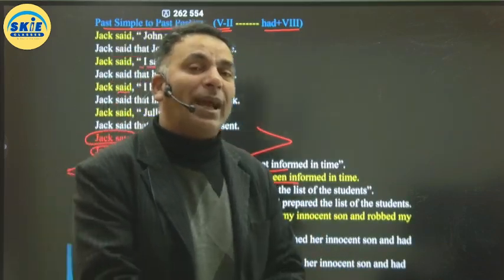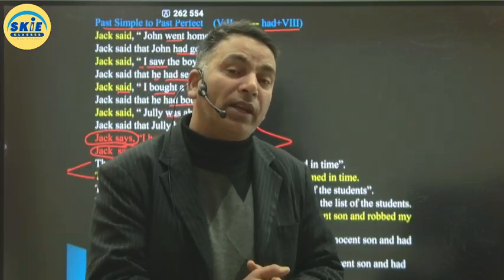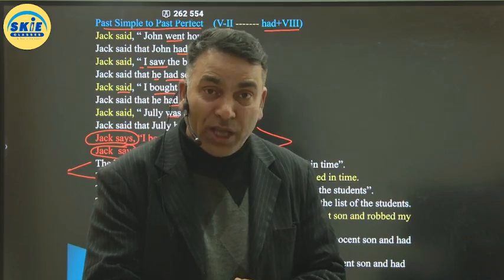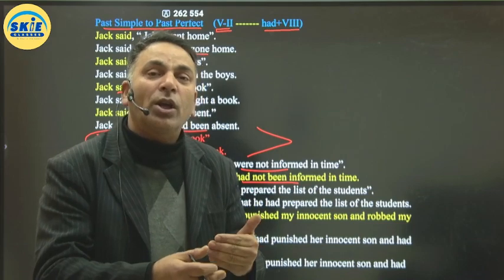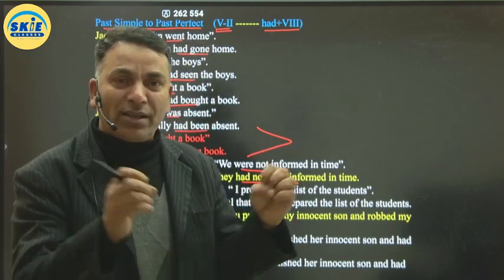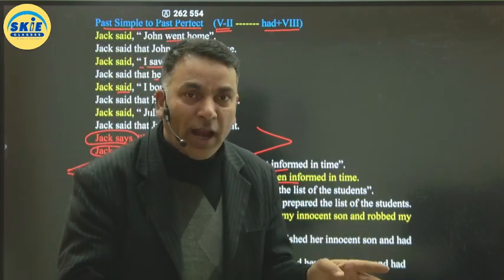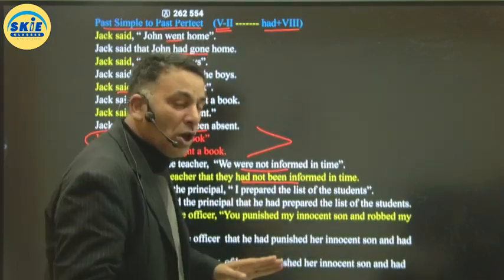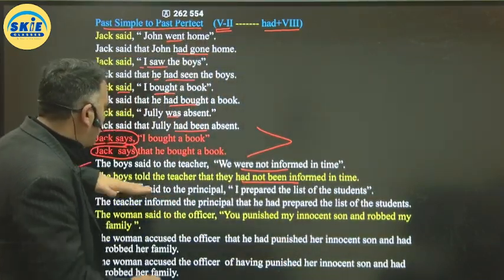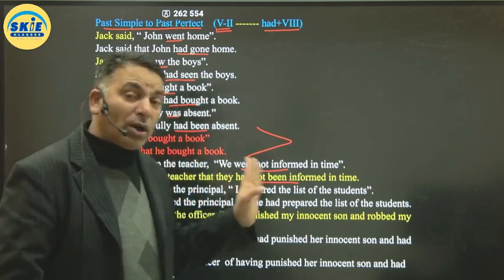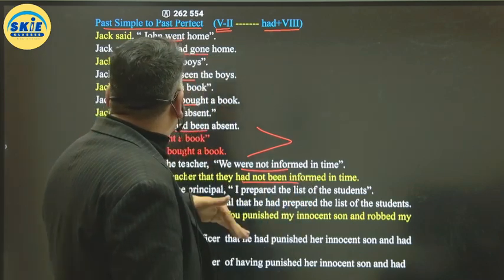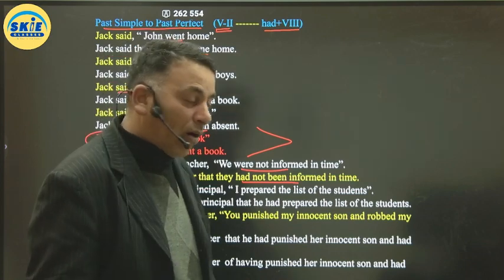This is why I said that we should be a bit careful when we decide the mood of the sentence while changing the narration. Because attributing a wrong mood to the sentence could result in the sentence ending up wrong and losing some points in the examination. So, being on the safer side, there is nothing wrong about using told. The boys told the teacher that they had not been informed in time.